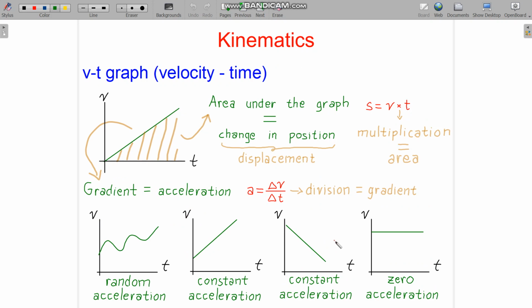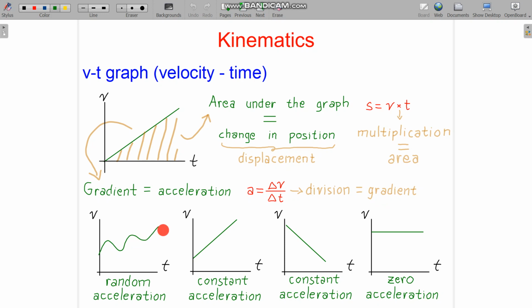In a VT graph, the area under the graph is the displacement or change in position, because v times t is displacement; when you multiply the axes, multiplication means area under the graph. The gradient is acceleration because it's v divided by t. Division means gradient. So when you have division relationships in the formula, then you're using the gradient.